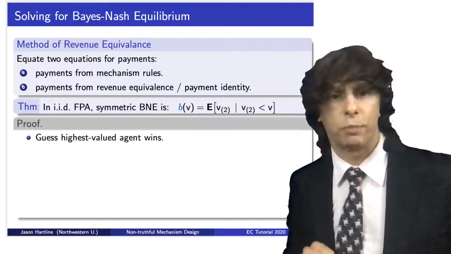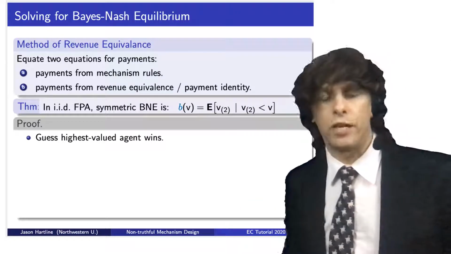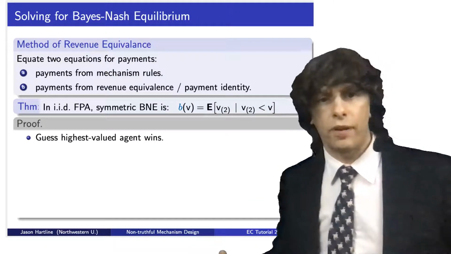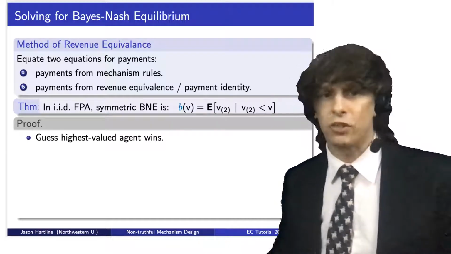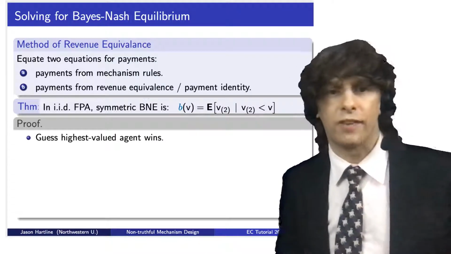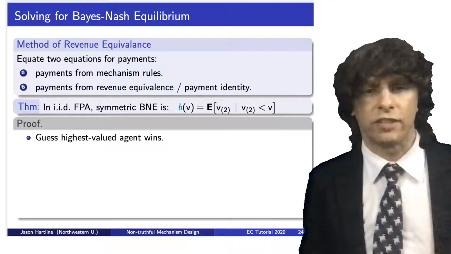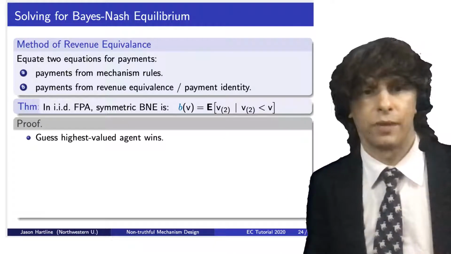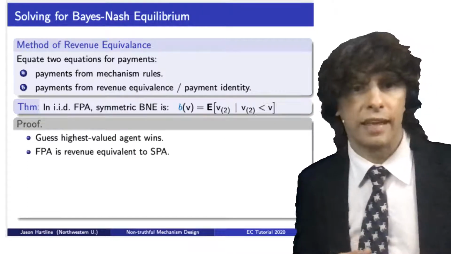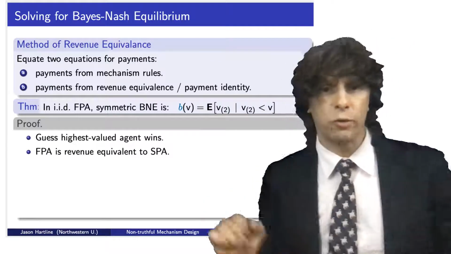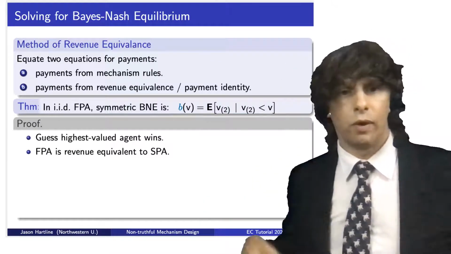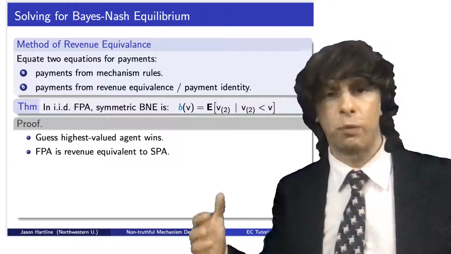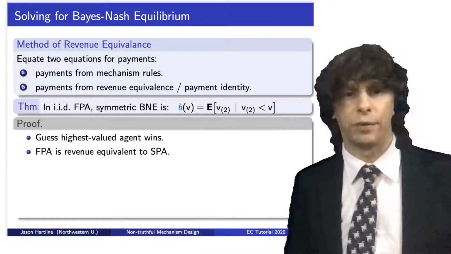Great. To see this proof, first we're going to make a pretty good guess. So if there's a symmetric Bayes-Nash equilibrium with increasing strategies, it must be that the highest valued agent wins. So let's guess the highest valued agent wins. Well, if the highest valued agent wins, then the first price auction is revenue equivalent to the second price auction. Both auctions in equilibrium will allocate the item to the agent with the highest value.